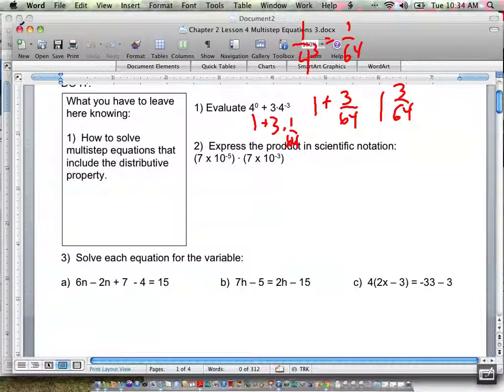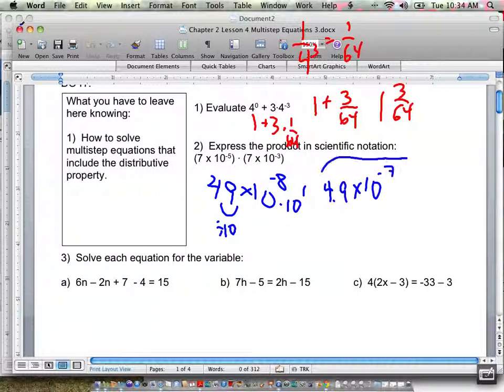Okay, so the next one says, express the product in scientific notation. It's not the same because the exponents are changed. 7 times 7 is 49. That part's the same. Times, now add exponents. What's 5 negatives and 3 negatives? 5 negatives, 3 negatives. What do we get? 8 negatives. Okay, so what's wrong with this answer right now? That's right, I've got to get 49 between 1 and 10, which means I need to divide by 10. But if I divide by 10 here, I have to balance that out by multiplying by 10. So my final answer is 4.9 times 10 to the negative 7.